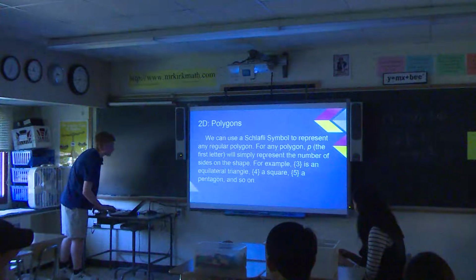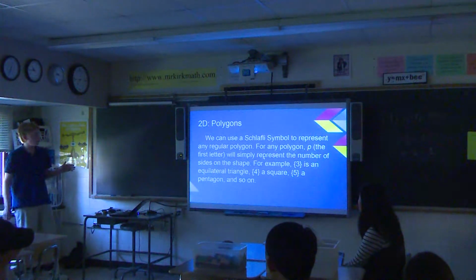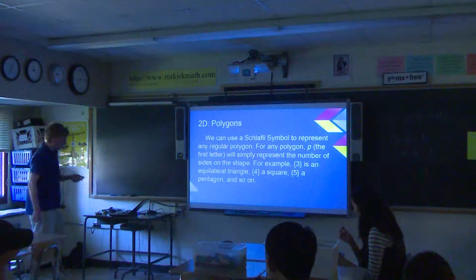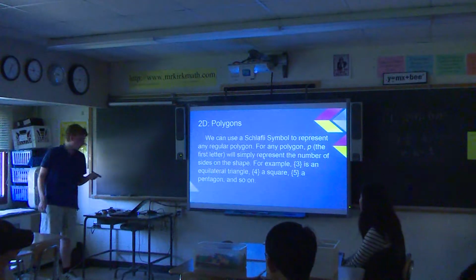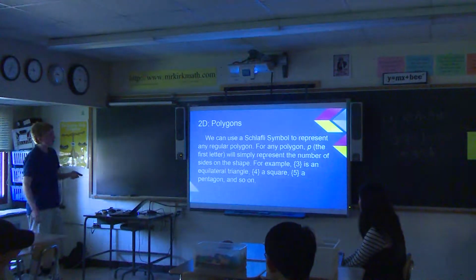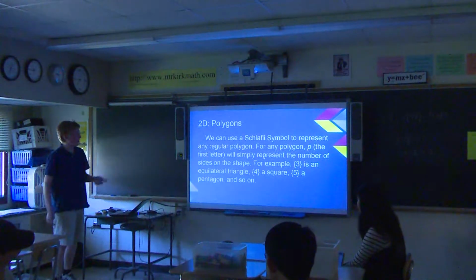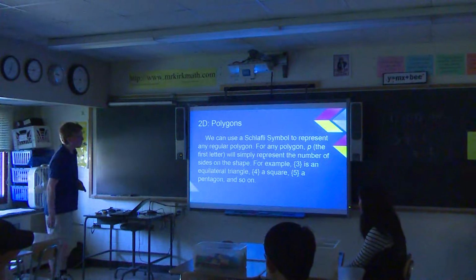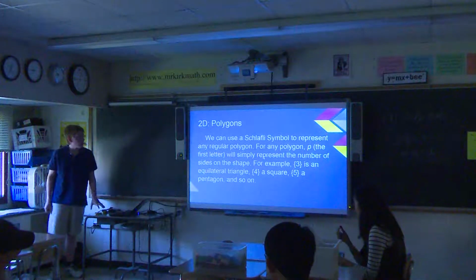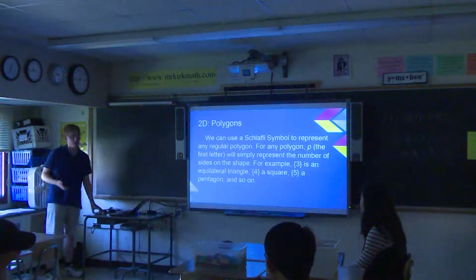So 2D is where it starts to get kind of fun. In 2 dimensions, you can use a Schlafli symbol to represent a regular polygon. And so the first letter P, for any polygon, just represents the number of sides on the shape. And Q, we'll get to that in a moment. If you don't specify Q, it's assumed to be 1. So in this case, 3 is actually 3/1, 4 is 4/1, but we ignore it. So 3 means it's going to have 3 sides, and since it's regular, that gives us enough information to figure out exactly what it is.